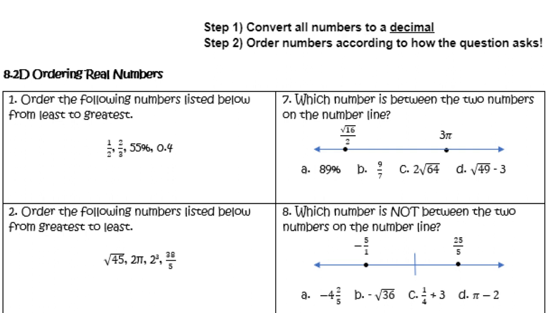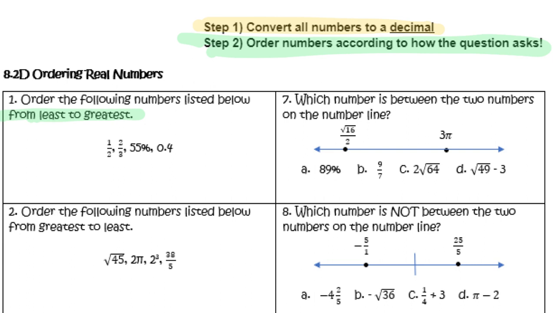So the first step we're going to do, though, is we're going to convert all numbers to a decimal. Okay, that'll help us get them in the same form so we can actually go ahead and then order them more efficiently. After that, I want you then to order the numbers according to how the question asks. So look at number 1 here. They ask us to order the following numbers listed below from least to greatest.